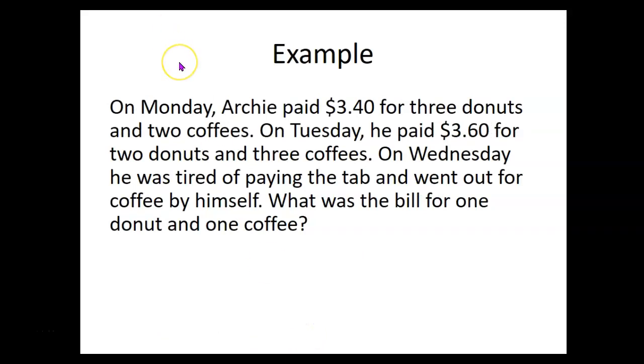And last example. On Monday, Archie paid $3.40 for 3 donuts and 2 coffees. On Tuesday, he paid $3.60 for 2 donuts and 3 coffees. On Wednesday, he was tired of paying the tab and went out for coffee by himself. What was the bill for 1 donut and 1 coffee?